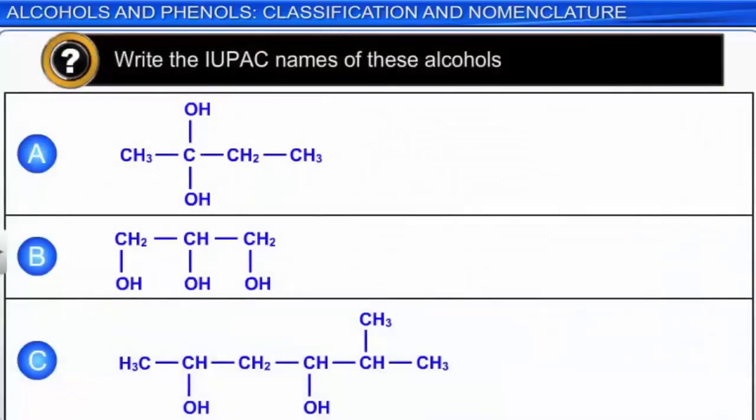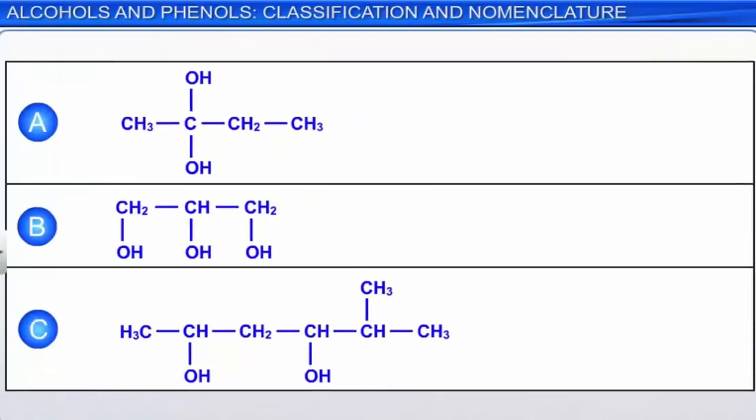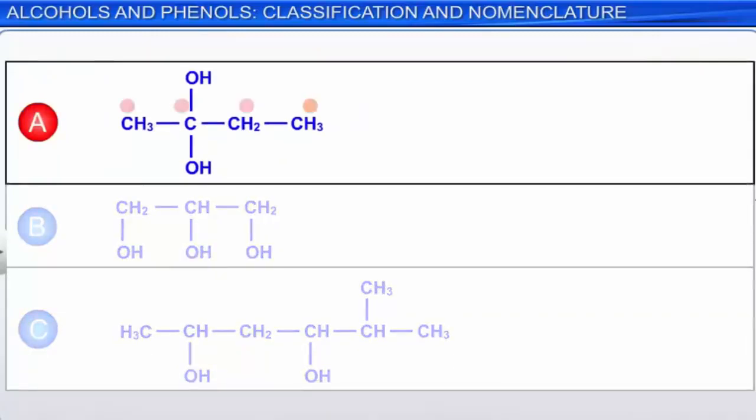Can you write the IUPAC names of these alcohols? Try to do this on your own before proceeding. Remember to work backwards from the longest continuous carbon chain that contains more than one hydroxyl group. Molecule A has a 4-carbon chain and 2 hydroxyl groups attached to carbon 2. Hence, its IUPAC name is butane 2,2-diol.